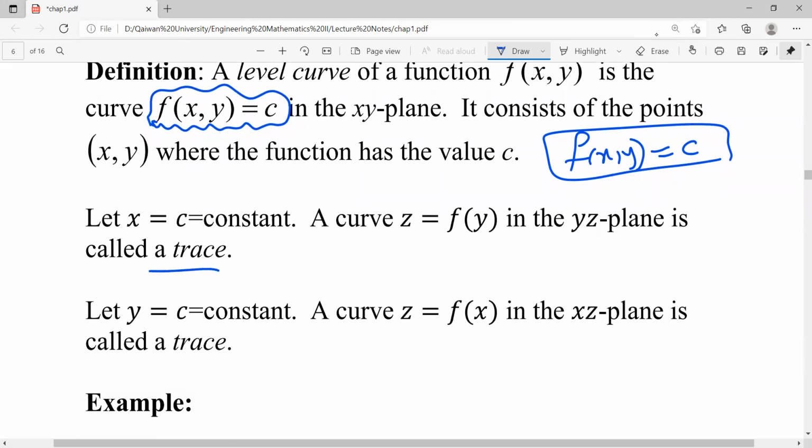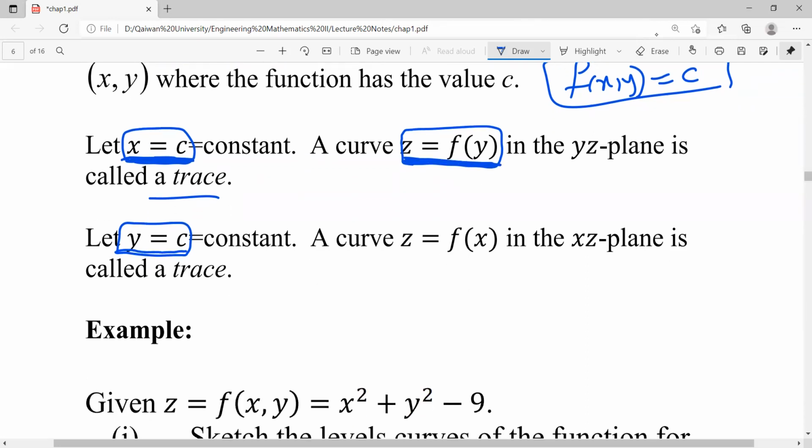If you replace x and y by a constant, that means if we replace the independent variables by a constant, we get, for example, if you replace x by c, we get z equals f of y. Here in the function we have only y because we replaced x by a constant. We have no x in the function. This is the function, and then we draw the graph of this function, and it will be the trace.